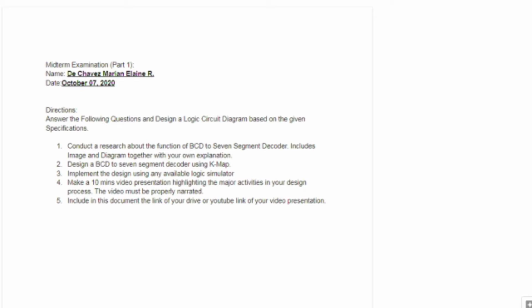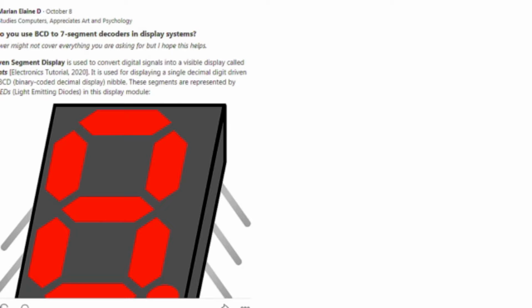Today we're going to explain how BCD functions and how BCD translates to a 7-segment decoder. After that, we're going to design a 7-segment decoder from BCD using K-map. Okay, so I have conducted my research beforehand.